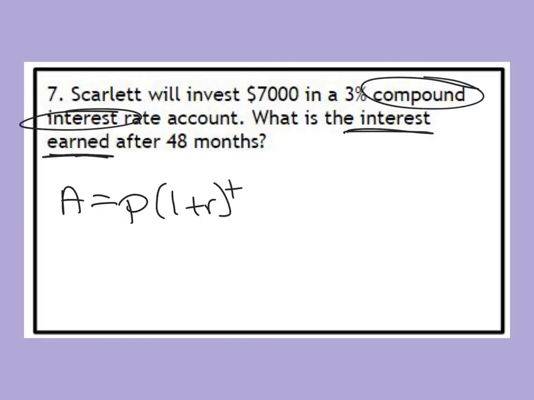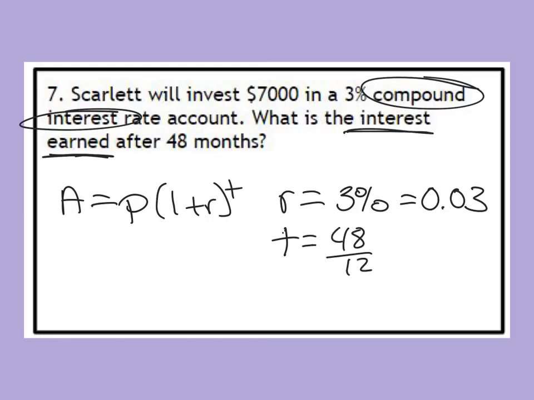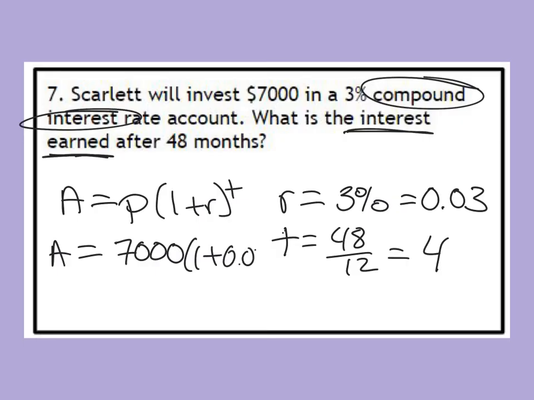And then my rate, before I can put it in the formula, needs to be converted to a decimal. 3% becomes, you divide it by 100, 0.03. And then my time is currently 48 months. I have to divide that by 12 to get the time in years, which is going to be 4. So then I go ahead and plug that into my formula. A equals my principal, the money at the beginning, is 7,000 times 1 plus my rate, which is 0.03, to the T power, which is going to be 4.